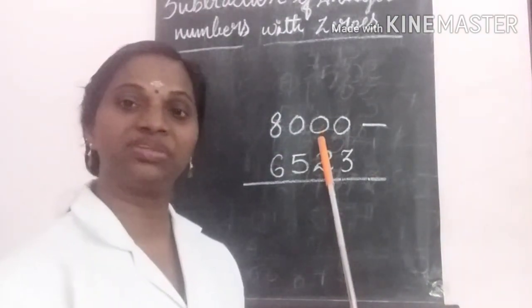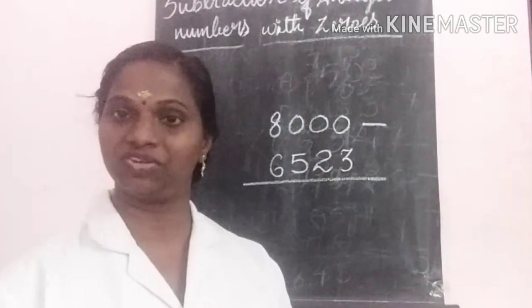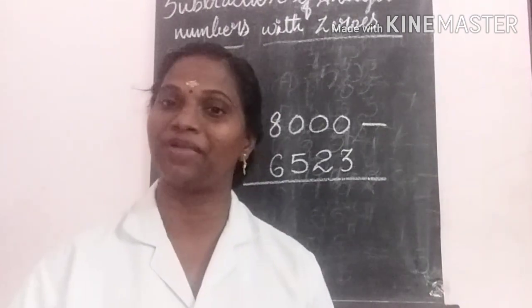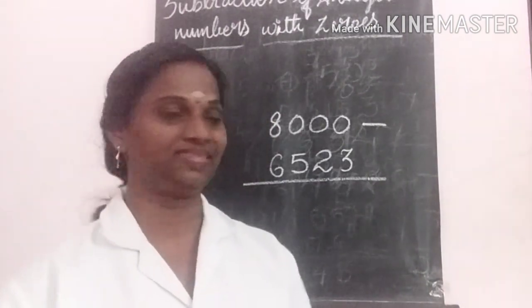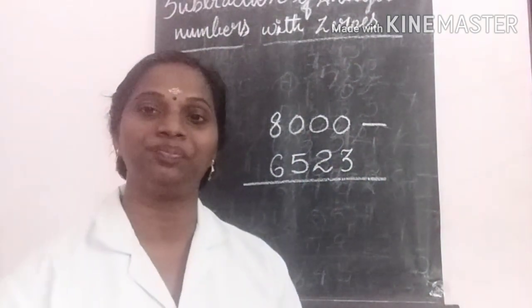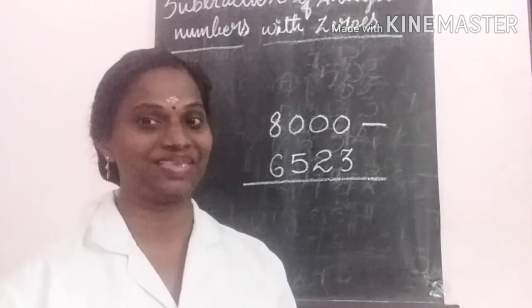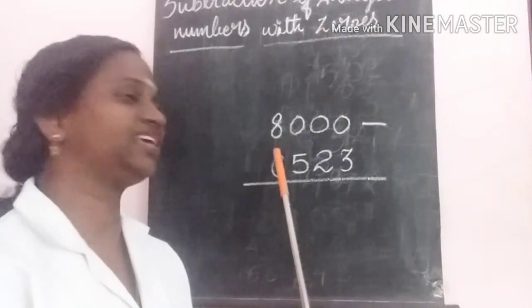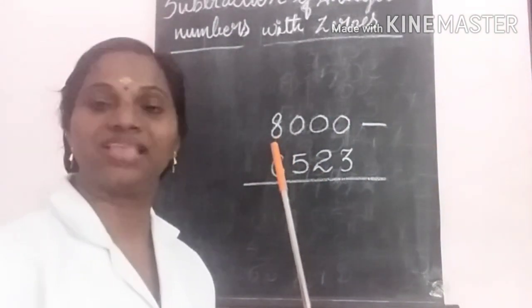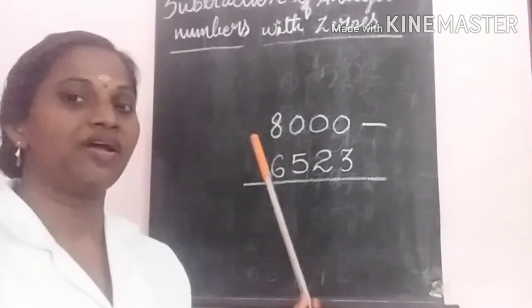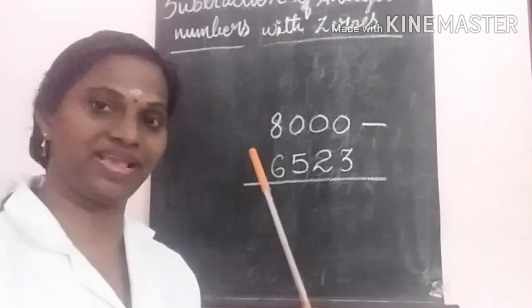But see children, the tens place is also 0. So what do we do? Yes, we can borrow 1 from the hundreds place. But the hundreds place is also 0. Then what do we do? Yes, we can borrow 1 from the thousands place. Here, the thousands place digit is 8. So you can borrow 1 from the thousands place.